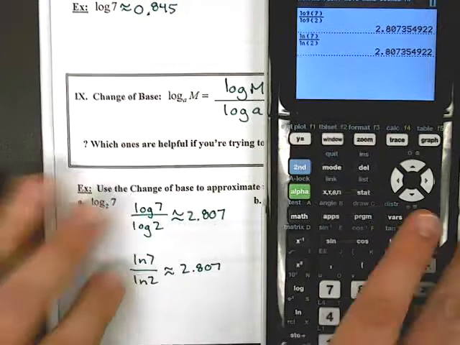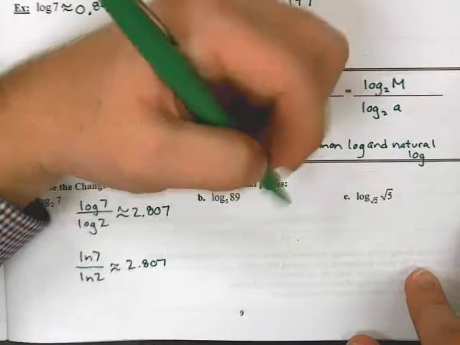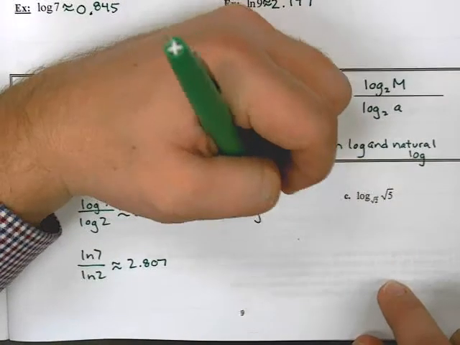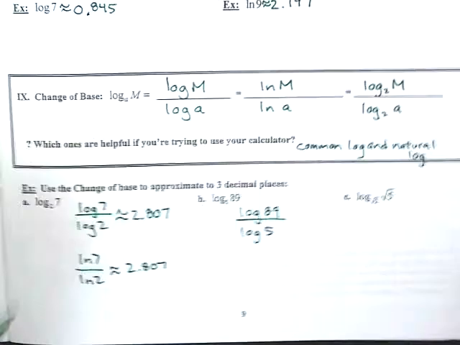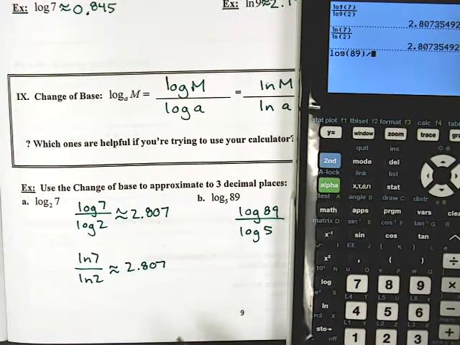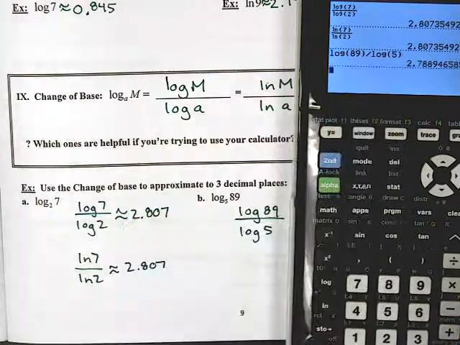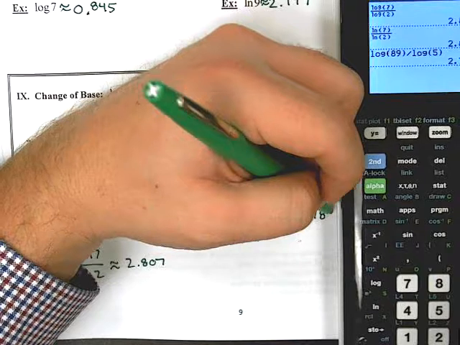So if we move on to something like b, hopefully you agree this is just going to be log of 89 over log of 5, and you go to the calculator and you punch it in. Log 89 divided by log 5. Remember, you don't have to do fractions, it's just division. 2.789.